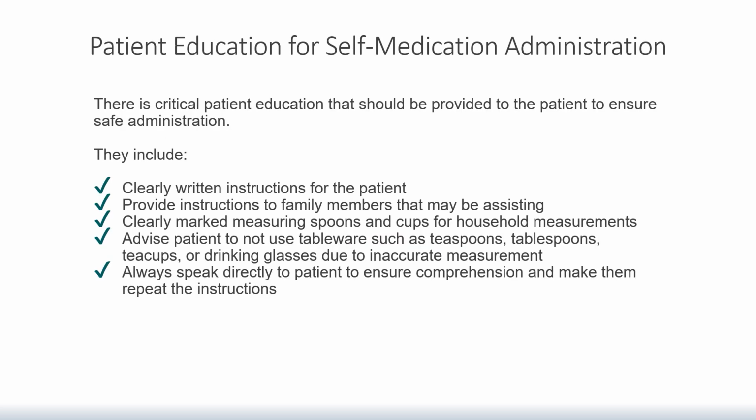Patient education for self-administration. There's critical patient education that should be provided to the patient to ensure safe administration. They include clearly written instructions for the patient, provide instructions to the family member that may be assisting, clearly marked measuring spoons and cups for household measurements, advise the patient not to use tableware such as teaspoons or tablespoons or teacups or drinking glasses due to the inaccurate measurements.